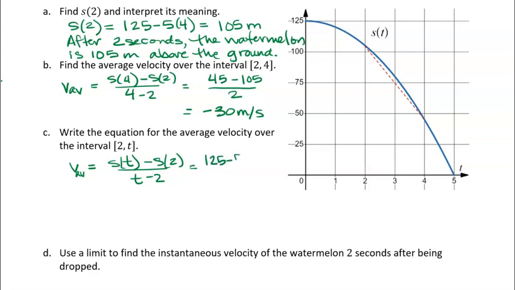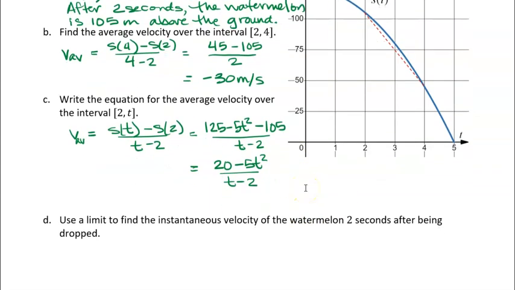125 minus 5t squared, right? That's our formula. And we know s of 2, we calculated that value was 105, and then just over t minus 2. So let's take one more step and combine those constants. So I'll get 20 minus 5t squared over t minus 2. All right, so there's our average velocity between t equals 2 and some arbitrary value t.